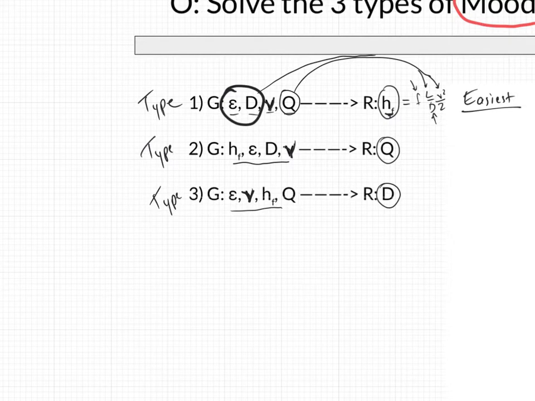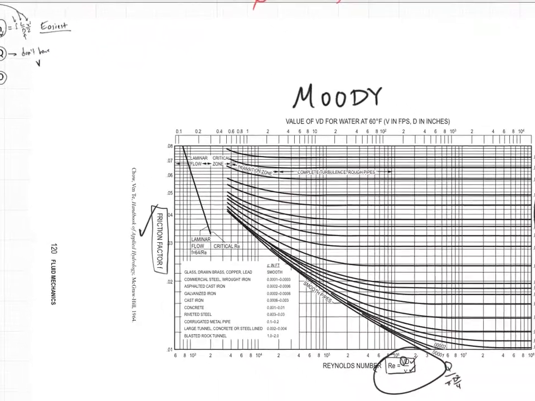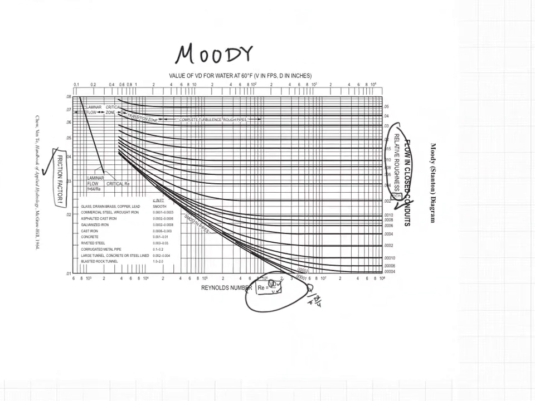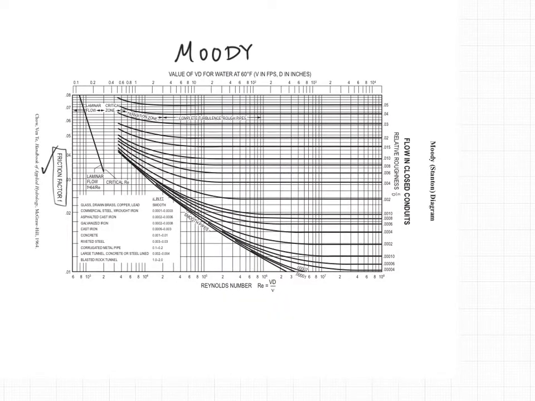Now for type 2, to give you an idea here, we're now looking for Q. So if we don't have Q, what we don't have is V. So let's look over here at the Moody diagram and see what that means. I'm going to erase what we just did, and I'm going to zoom in if it will let me.